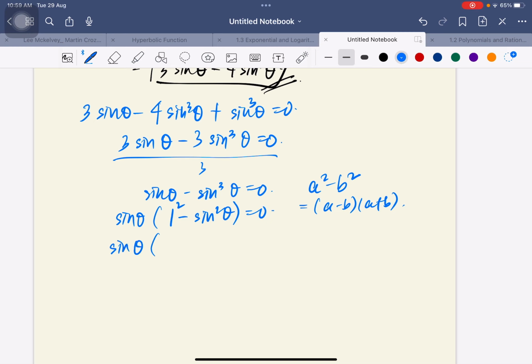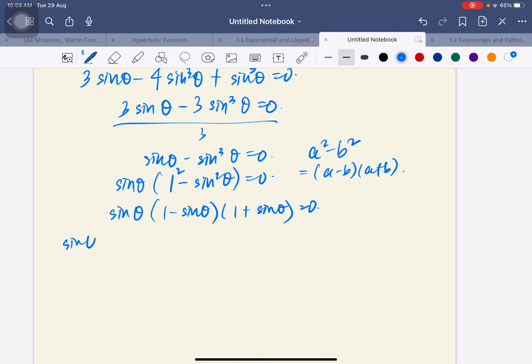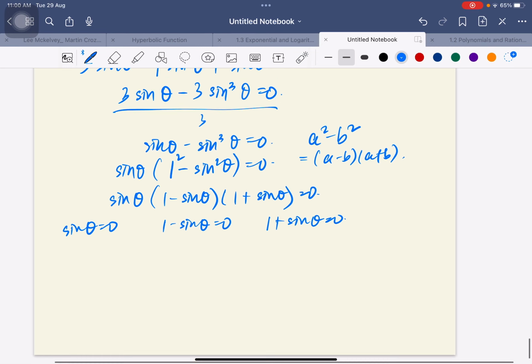So sin theta (1 minus sin theta)(1 plus sin theta) equals 0. So it's either sin theta gives us 0, or 1 minus sin theta gives us 0, or 1 plus sin theta gives us 0. So we got this, this, and this.